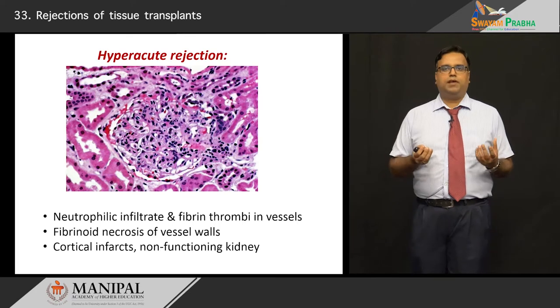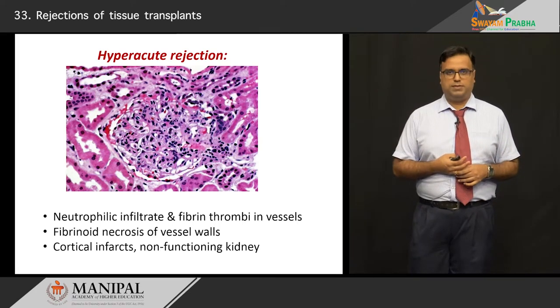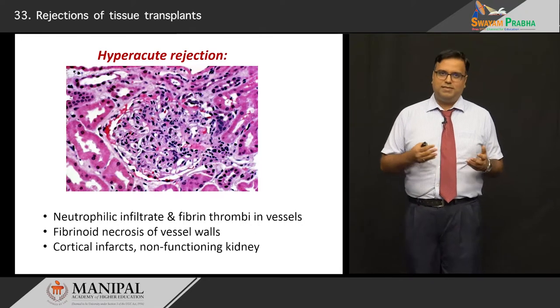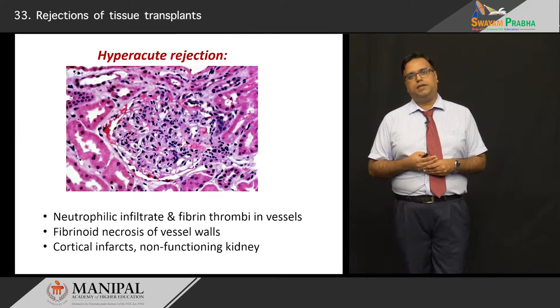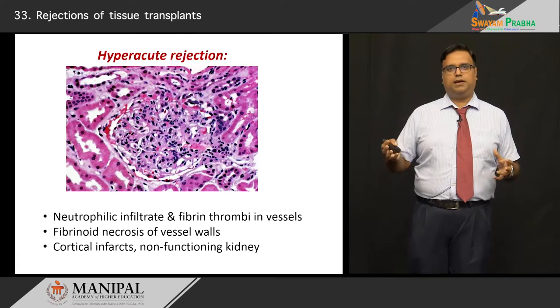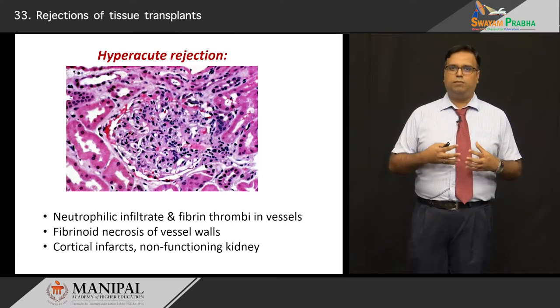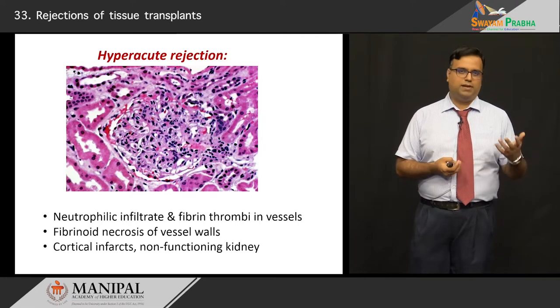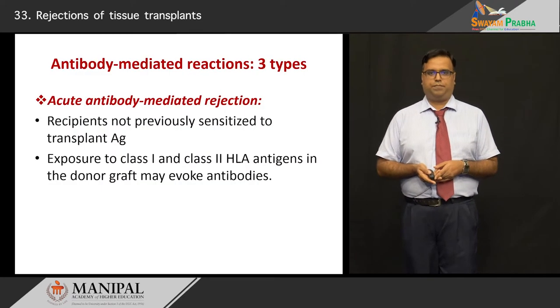If you look at some of the arterioles, you'll see fibrinoid necrosis. You'll see the pink material deposited on the vessel walls. This results in formation of infarcts in the renal cortex and ultimately a kidney which is very flaccid, almost like a bag of urine, which then collapses under its own weight, resulting in failure of the graft.